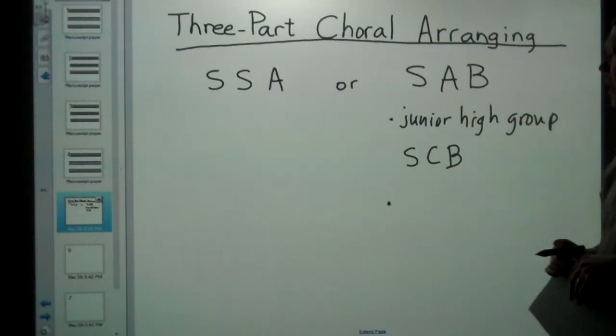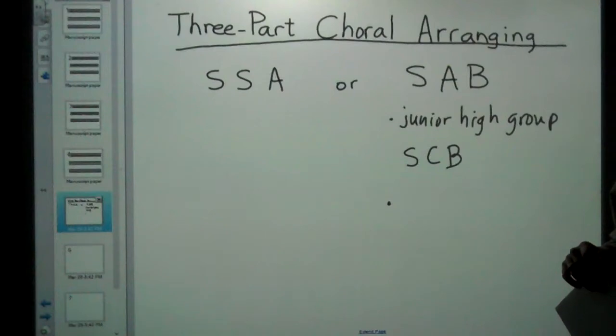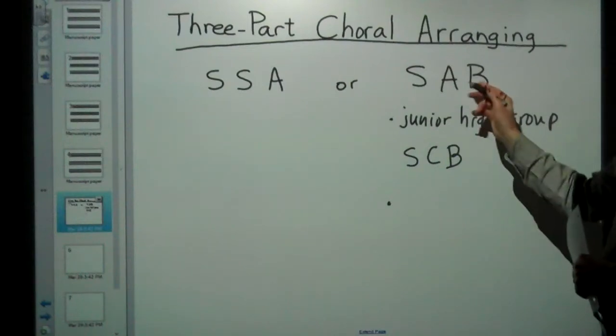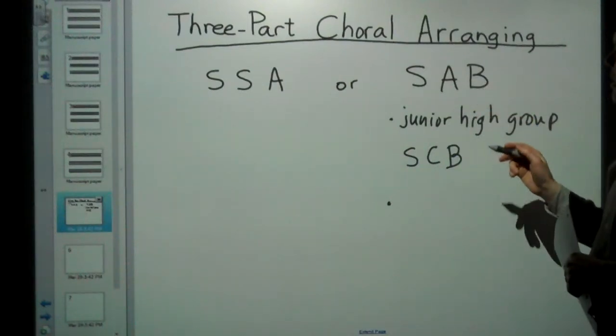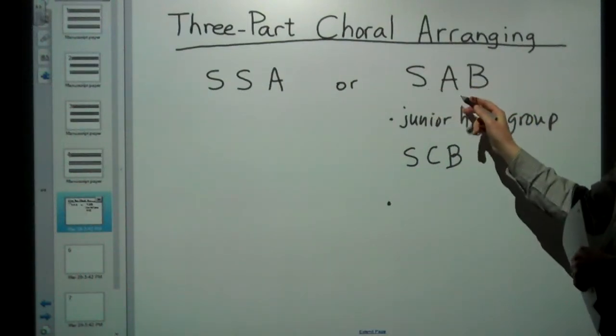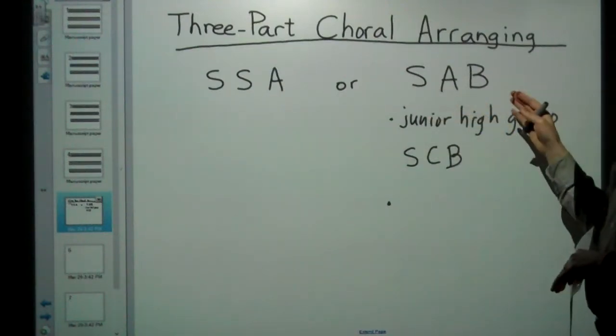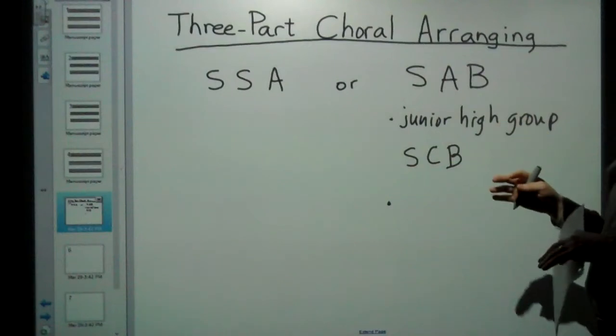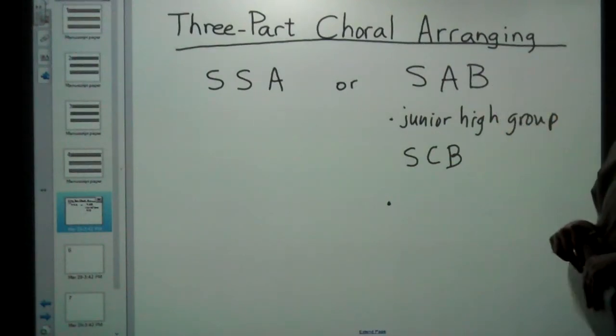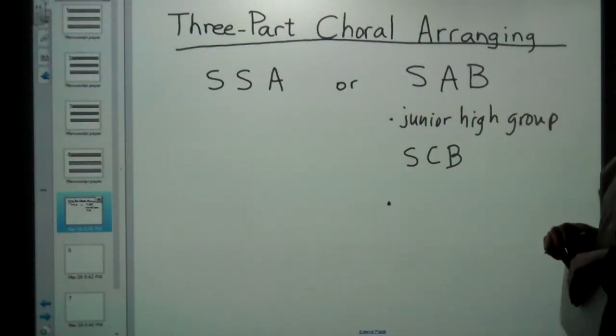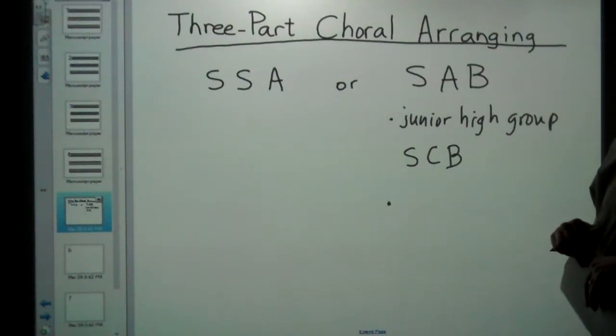So if you don't have a lot of male singers, and again it could be a church choir, it could be a high school choir, it could really be any choir where you don't have a lot of male singers, SAB is a good texture because the sopranos and the altos, the ladies, are divided among those two parts, whereas all of the male voices are going to be singing in unison together, the baritone part, for a stronger foundation there.